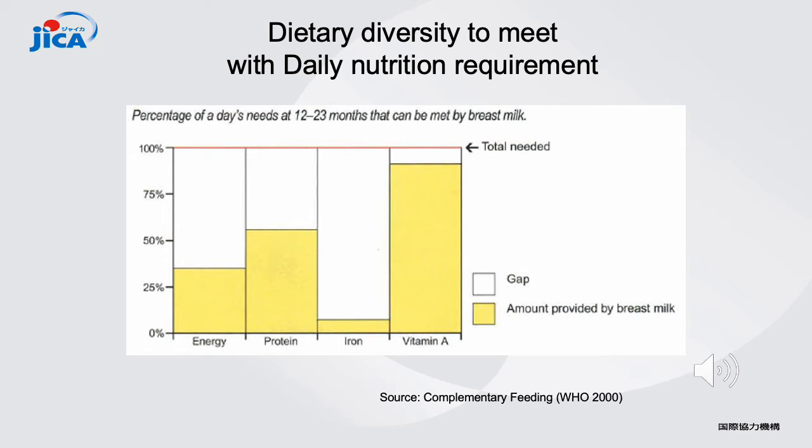And as you can find in this bar chart, you can realize nutrition gap is different depending on type of nutrient. Yellow color indicates amount of nutrient supplied from breast milk, and the white part is a gap which is not satisfied by breast milk. So when we consider designing of complementary feeding, we need to carefully look at the size of this gap depending on type of nutrient.